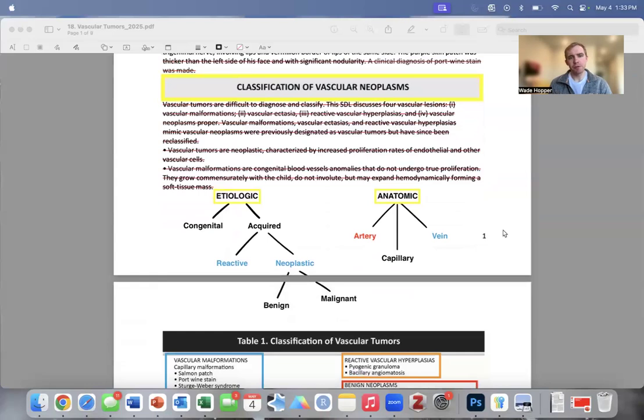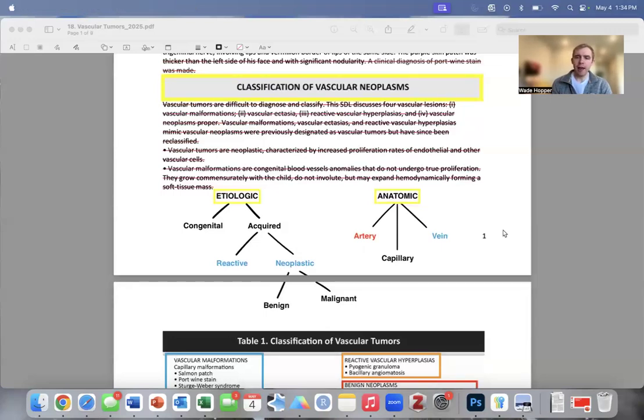There's a couple of different schemas we can apply to this knowledge. The first is based on etiology. And vascular tumors can be congenital or they can be acquired. Congenital, you're born with them. Acquired, they develop later in life. And out of acquired vascular tumors, they can be reactive to some other process, or they can be true neoplasms. And out of neoplastic vascular tumors, we can stratify them on aggressiveness. Are they benign or malignant?